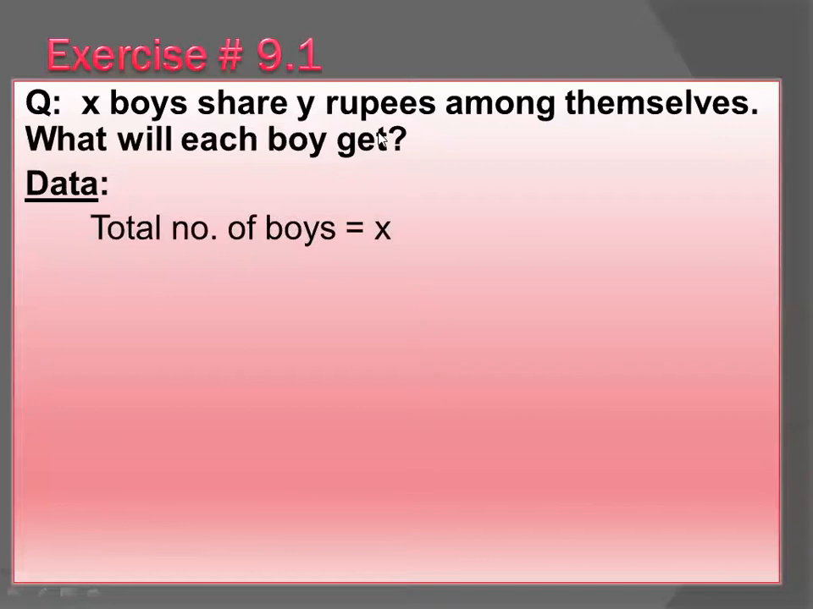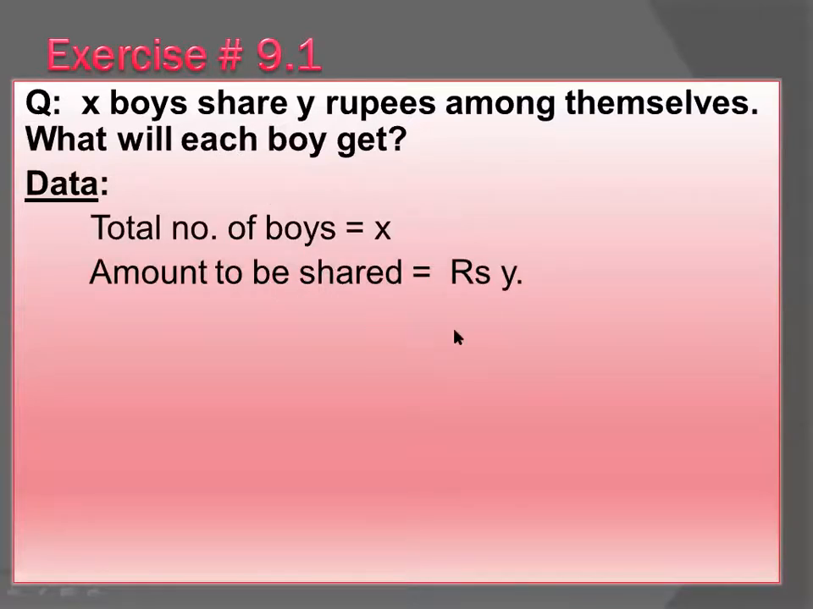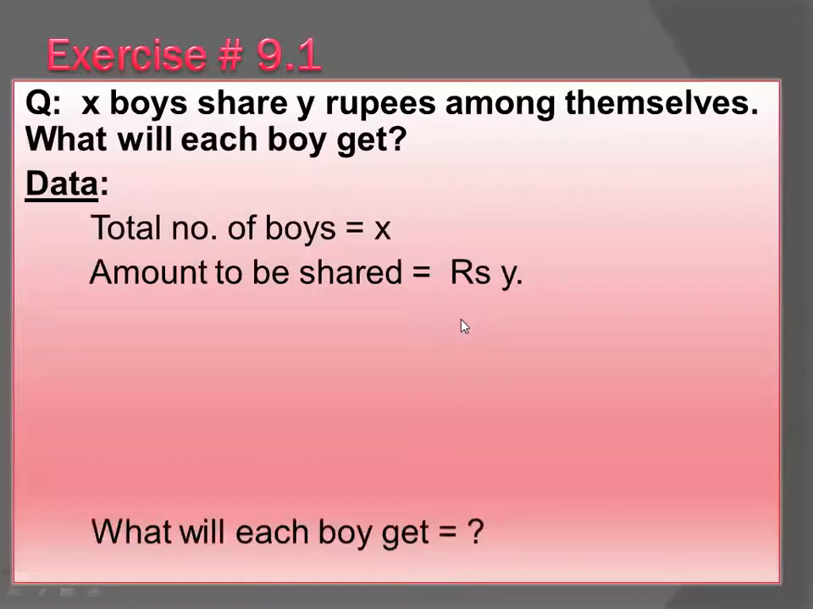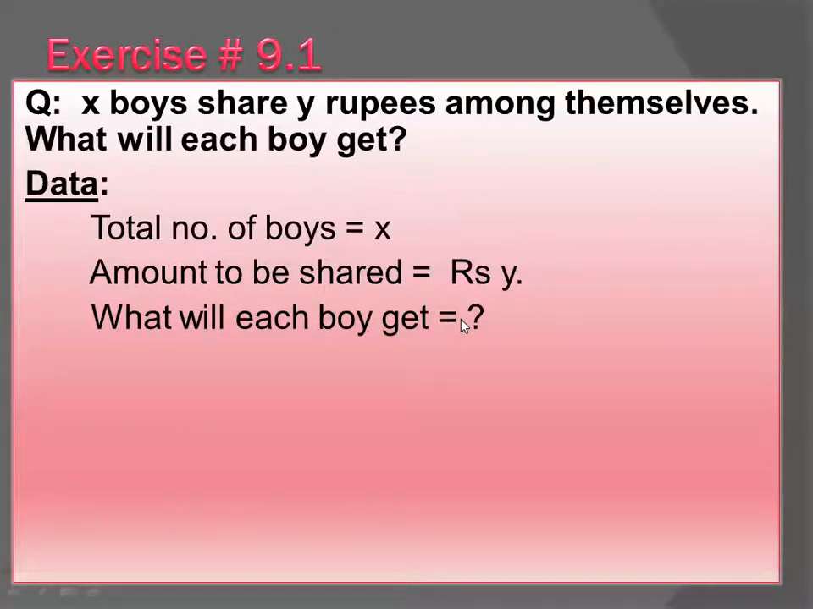So total number of boys here are X. Okay. Here you have the total number of boys that are X, and the amount to be shared. Please listen to me again. Amount to be shared, that is rupees Y. And what you have to do, you have to find out what will each boy get. What will each boy get is equal to question mark. Okay, this is the thing that is required. So please tell me what type of operation we are going to perform here.